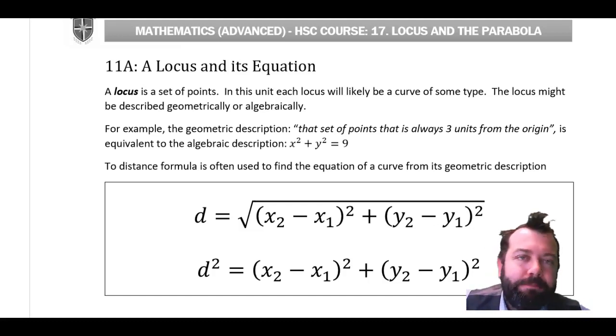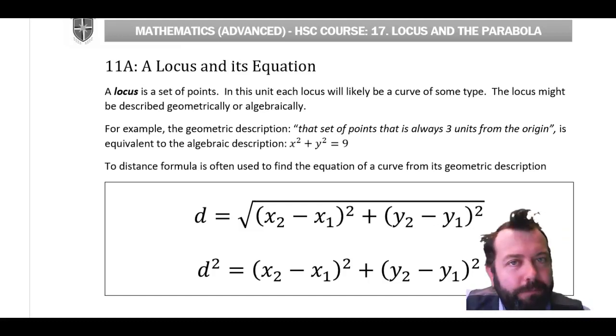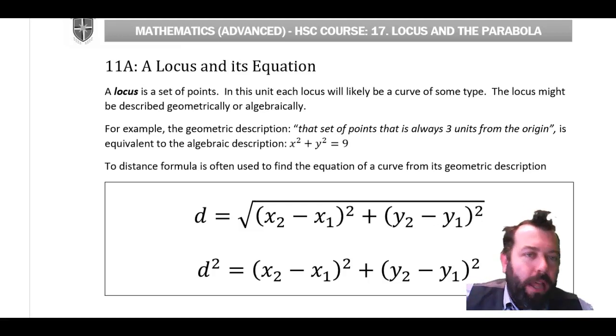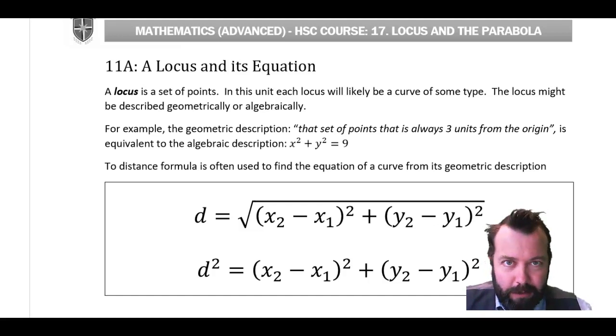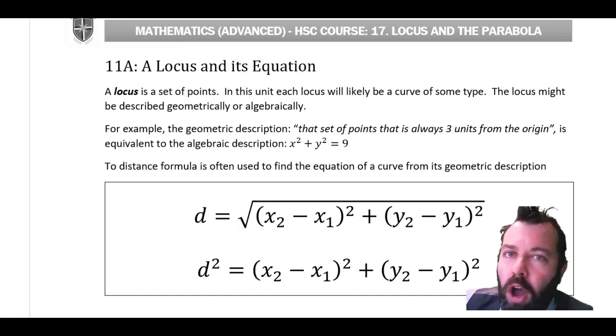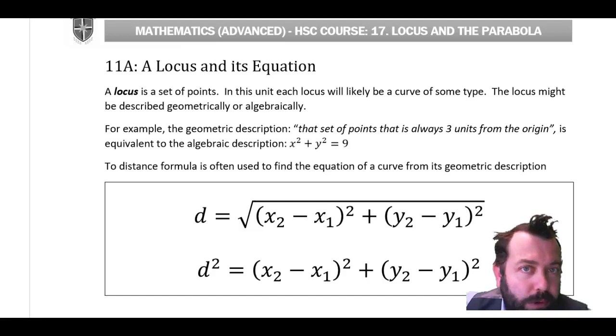Okay, now locus, set of points. Possibly they all have some sort of relationship to each other, and particularly in this unit, they just might together form some sort of curve, like a circle maybe, or even a straight line, or a parabola, very likely. I could describe the relationship between all of those points in the locus.